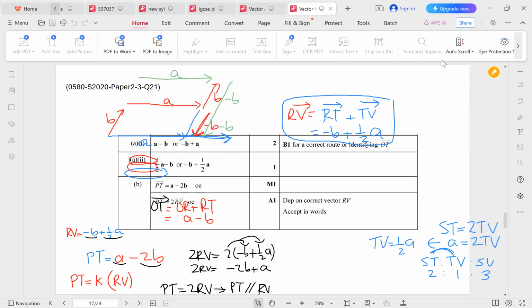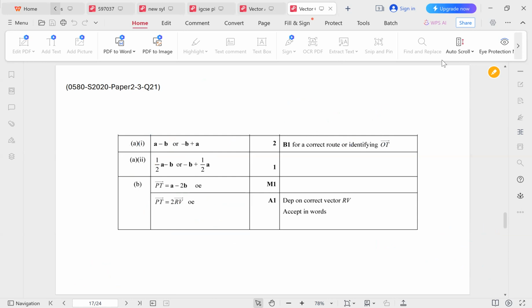Let's check the marking scheme. For the first question, A minus B is the correct answer. Let me circle it for you. This is the correct answer for question A. For question B, minus B plus half A is the correct answer as well. And for question B, we can see here that they said PT equals A minus 2B, which is equal to 2 times RV. Let me clear the screen so that you can see better. The idea is to prove that PT equals 2 times RV.